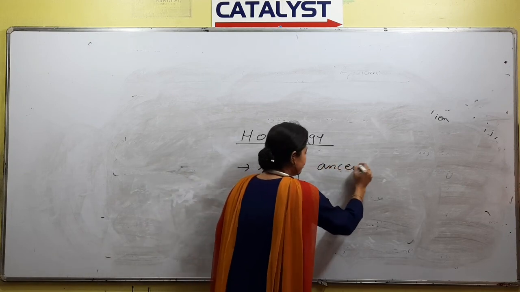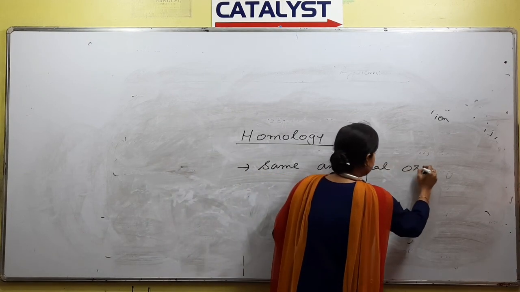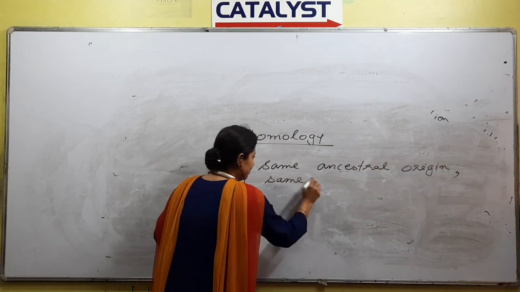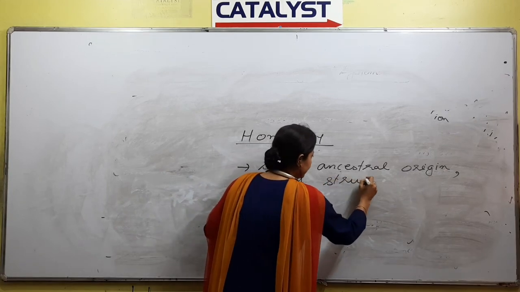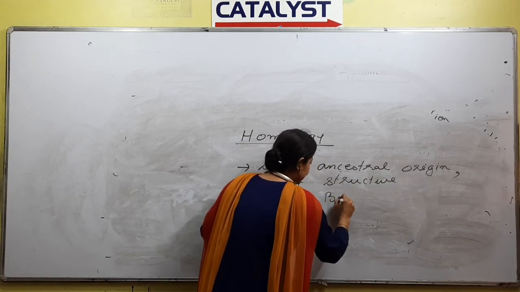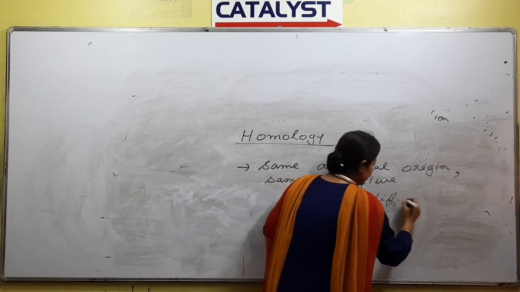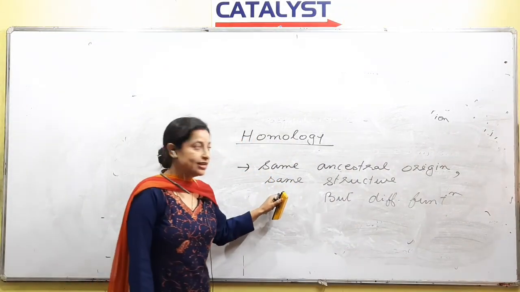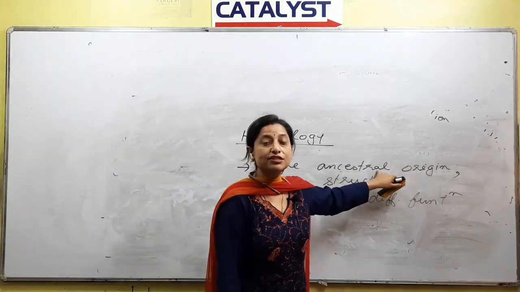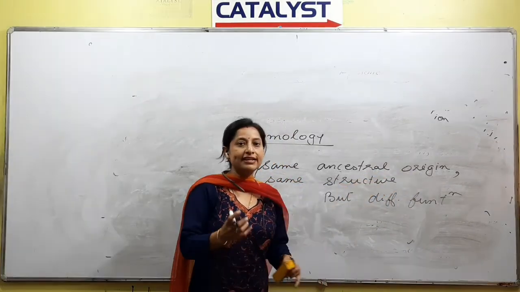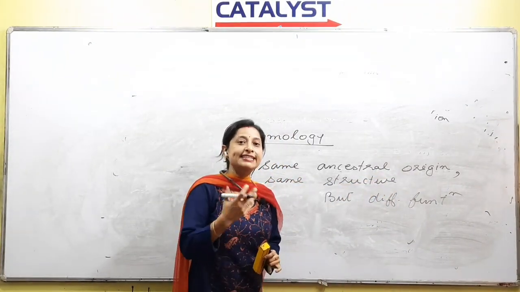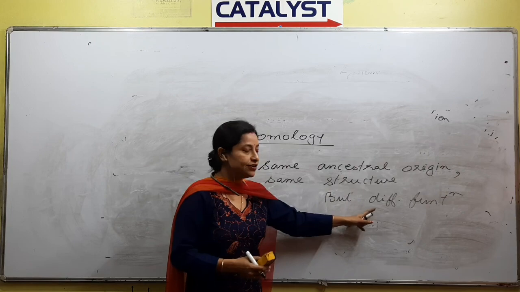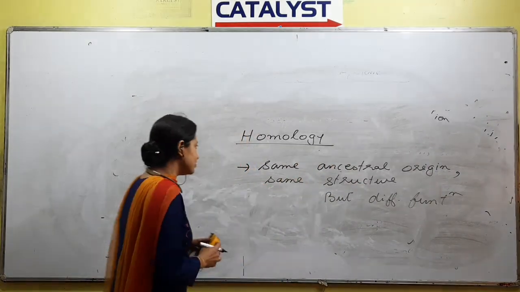Ancestral origin: you have to talk about this first. Their origin is the same, with the same structure but different function. Since we are studying classification, the most important point is that we are talking about the origin, right? If we can find the origin of an organism, it is easy to classify, and that studies ancestral origin. Same structure but different function is what is called homology. Examples are given in the NCERT book.